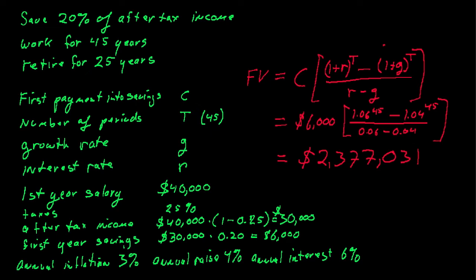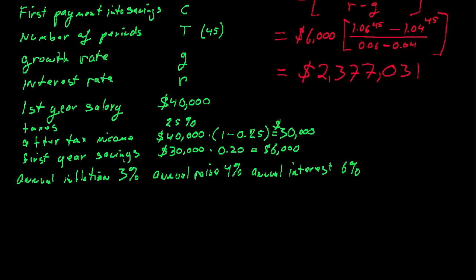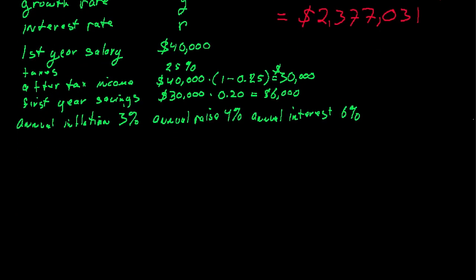How much income will that get you in retirement? To calculate this, we need the formula for the present value of a growing annuity. We need to calculate the present value of the annuity you buy at the time you buy it. That is when you retire. Actually, we know that amount. That's going to be $2,377,031. What we're after is the size of the payments you'll receive.